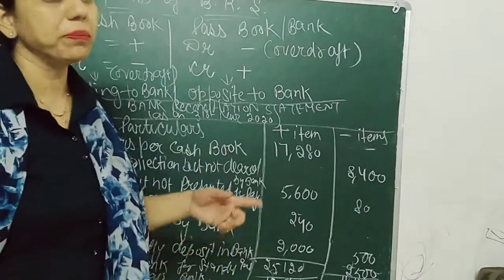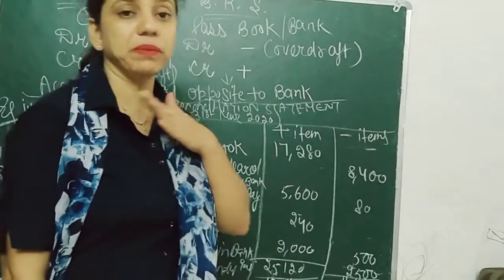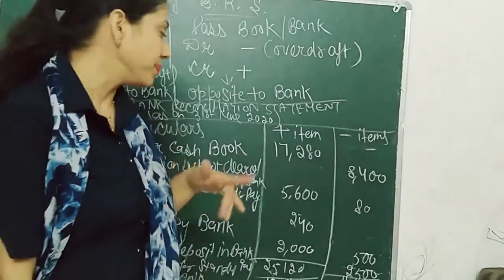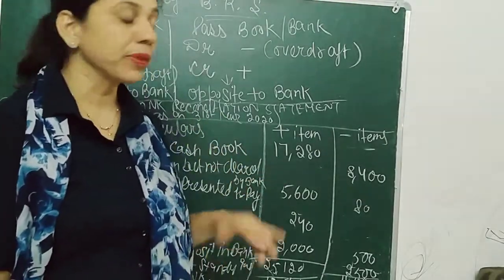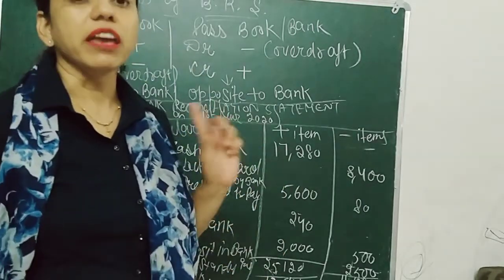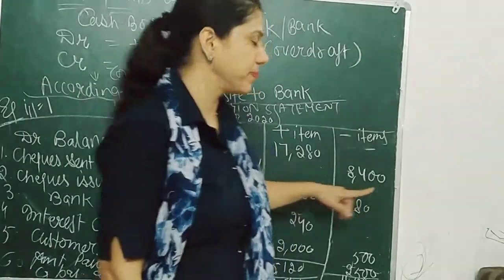As I told you in the previous video, what does it mean? Checks are sent for collection. That means we have deposited in bank, so our balance is increased. But passbook has not increased, so bank balance is decreased. Because cash book is given, we move according to bank. If bank balance is decreased, then we will put it on negative side.